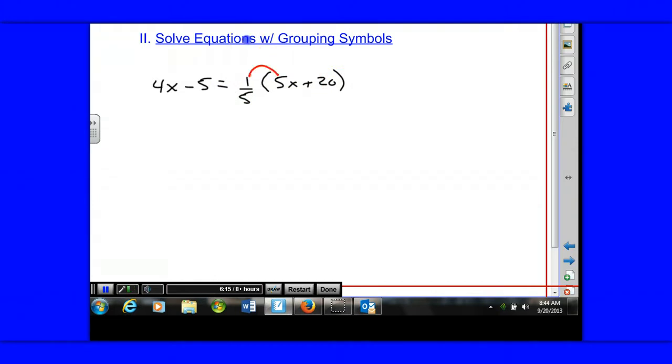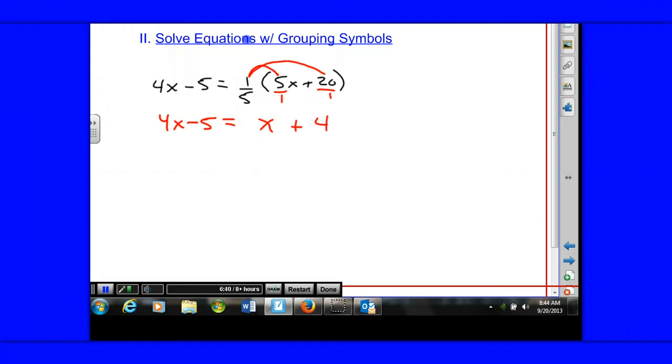So we definitely need to simplify and lose the grouping symbols, right? We can do that in this problem by multiplying 1/5 times 5x. Look at that, the 5's will cancel, giving us 1x plus 1/5 times 20, right? And 5 goes into 20 4 times.